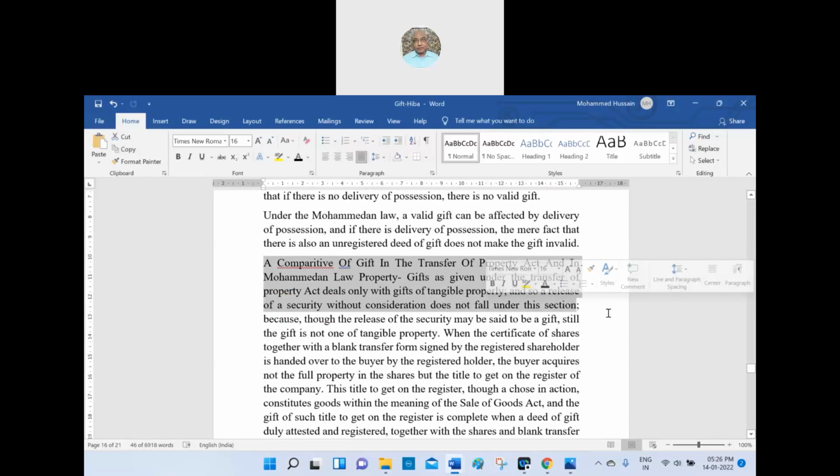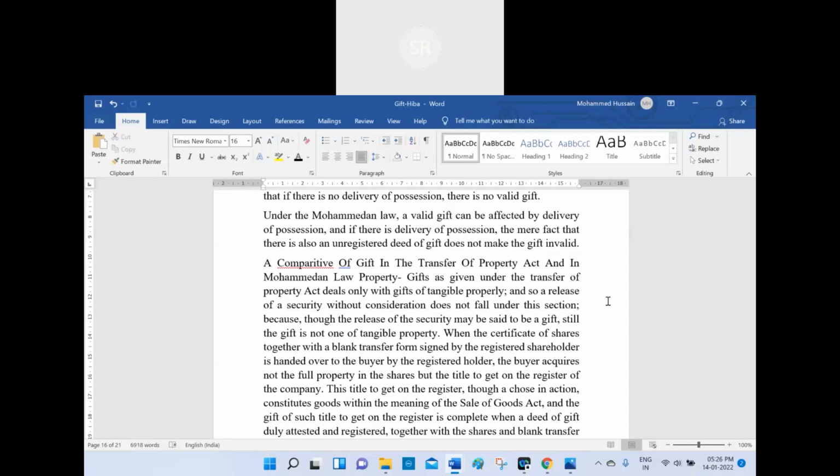A comparative view of gift in the Transfer of Property Act and in Mohammedan law. Gifts as given under the Transfer of Property Act deal only with the gifts of tangible property, and so a release of a security without consideration does not fall under this section. Enough. So, if there is no consideration, then only it will be a gift. If there is a consideration or money, then it will be a sale.